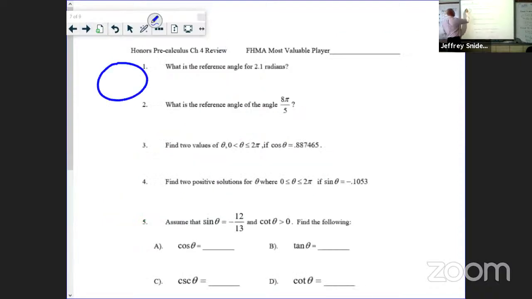The negative x-axis, all the way to the left, is pi, which is about 3.14. And then the positive y-axis is pi over 2, which is about half of this. What's half of 3? 1.5. Where's my number, 2.1? It's between 1.5 and 3, so it's in quadrant 2.